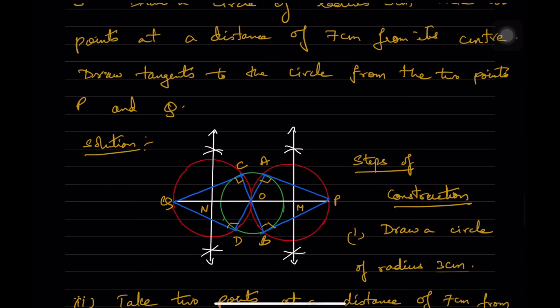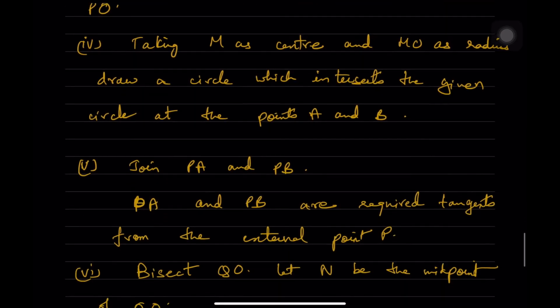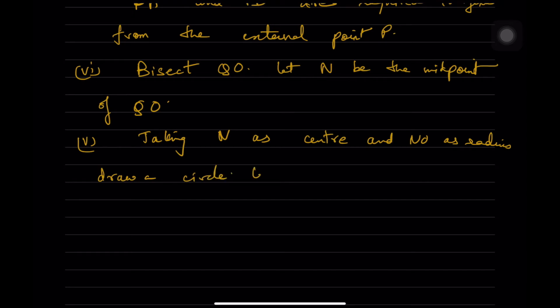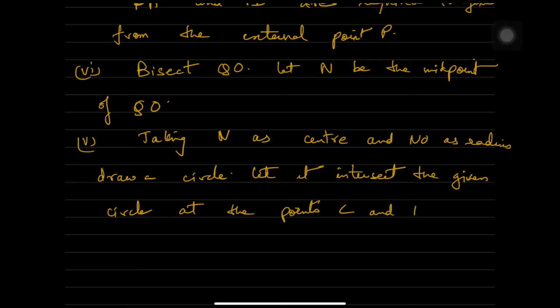Now with N as center and ON as radius, draw a circle meeting the first circle at the points C and D. So now we write the next step: taking N as center and NO as radius, draw a circle, let it intersect the given circle at the points C and D.